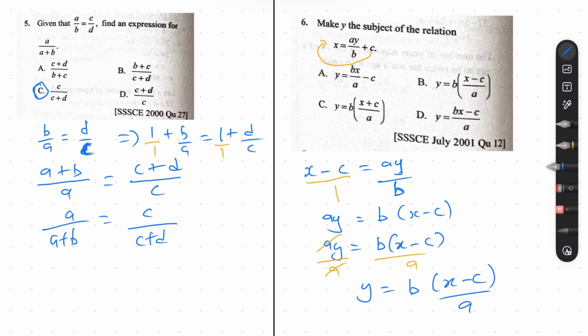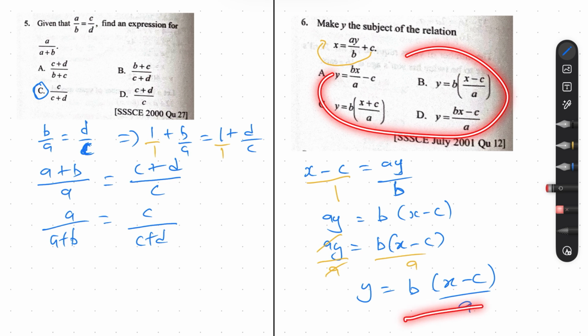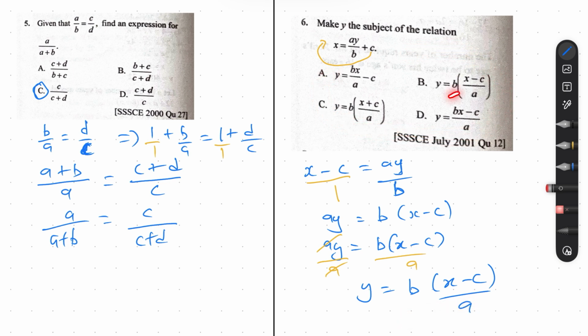Let's see which expression in the answers matches this. We have B times X minus C over A, so our answer will be B, just because it matches this one. So that is our answer, B.